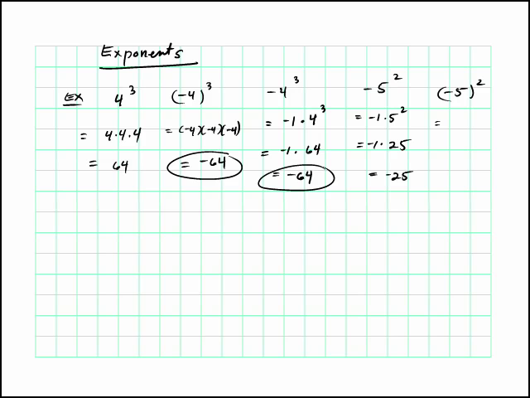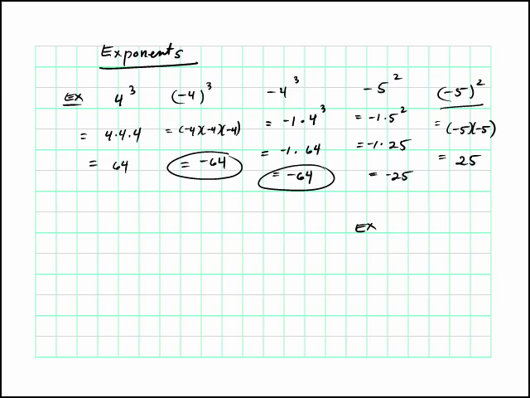On the other hand, this one with the parentheses, the negative sign is inside the set of parentheses and it is being squared. This can be thought of as negative 5 times negative 5, which is a positive 25. So notice the parentheses are important here. One gave me a negative answer, one gave me a positive answer.